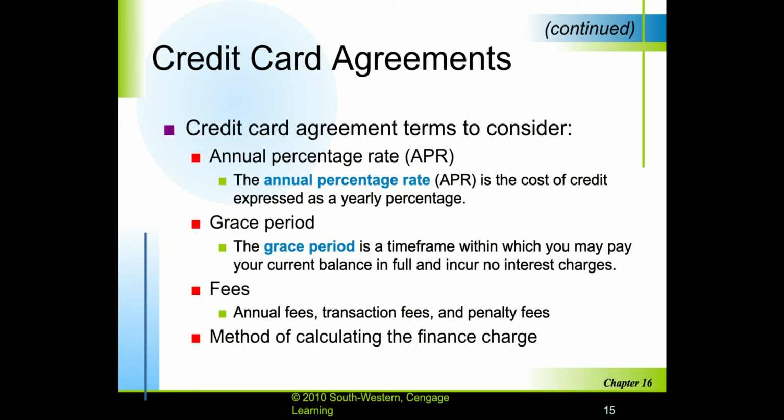So the grace period is important, but if you're planning on incurring charges, if you're planning on buying something that you can't pay for, you should never do that. First of all, you should only be using a credit card when you know that you have the money to pay for these things, and you're using a credit card as sort of a convenient way to do that.